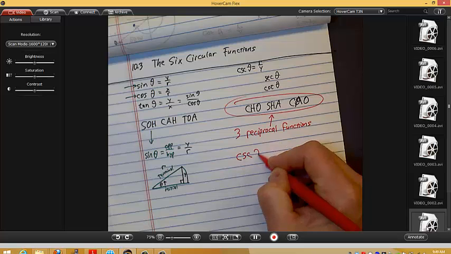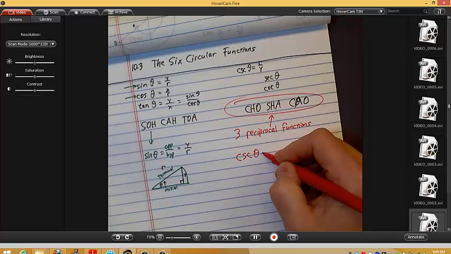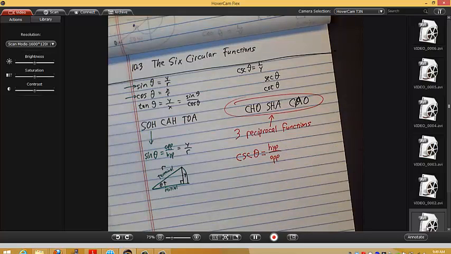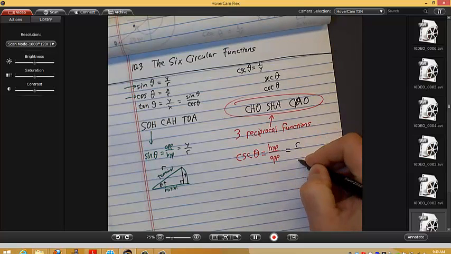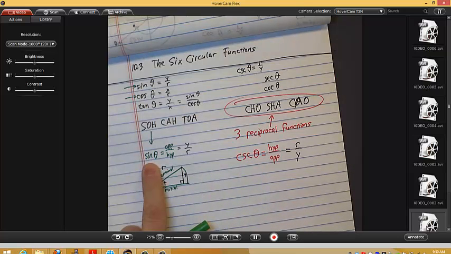cosecant of theta. Okay? And the cosecant of theta is take the hypotenuse and divide by opposite. Or if I'm thinking of sine as just y over r, then cosecant would be r over what? Over y. Okay, it's the reciprocal. So the cosecant is the reciprocal of the sine. Okay?